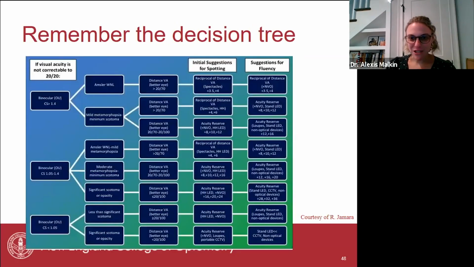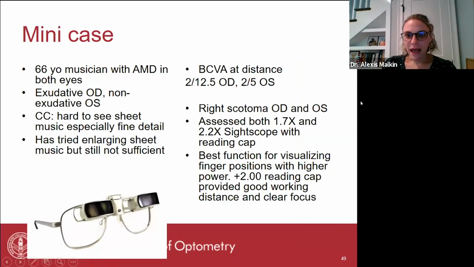So remember the decision tree. I'm not going to walk through it again, but it goes through kind of all the different options at these different powers and what you would do for those patients depending on whether their goals are spotting or fluency. And now we'll go through some mini cases to try to kind of emphasize what I've already been saying.